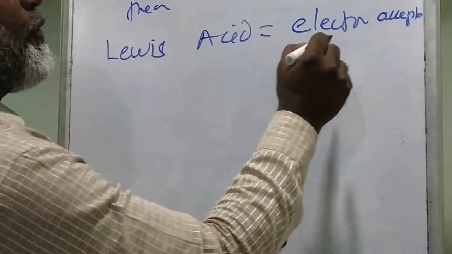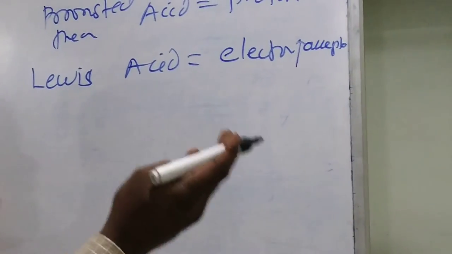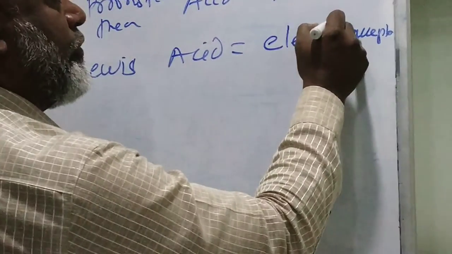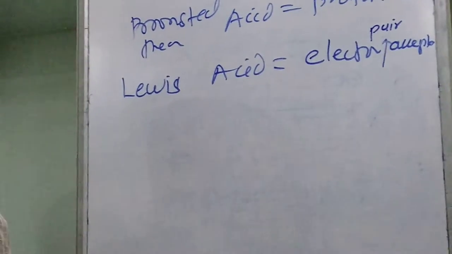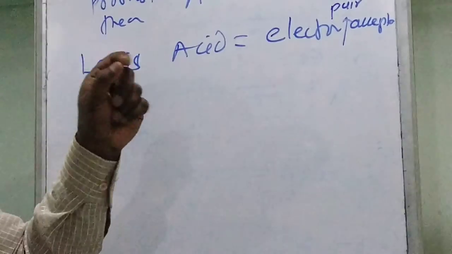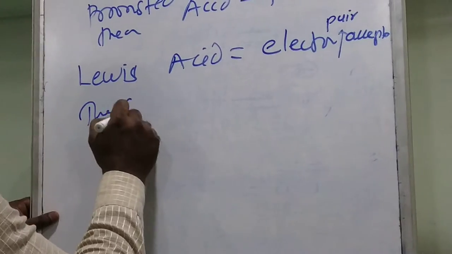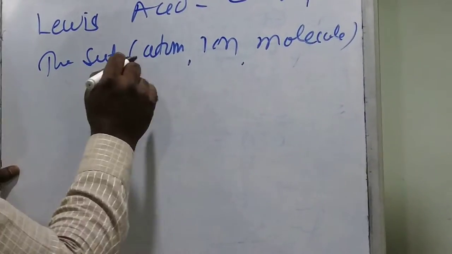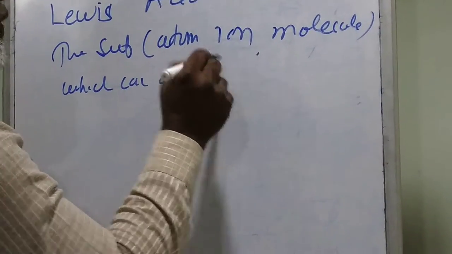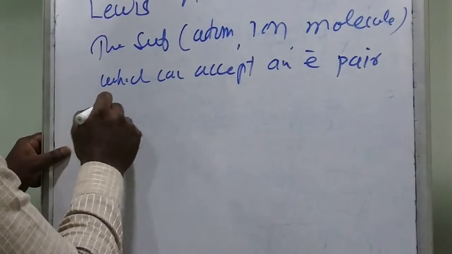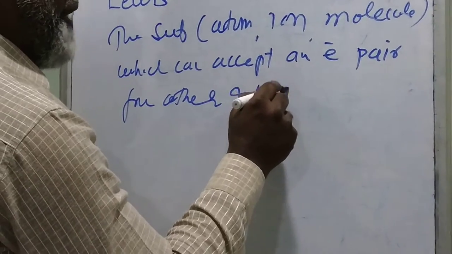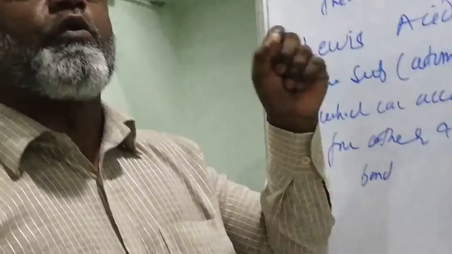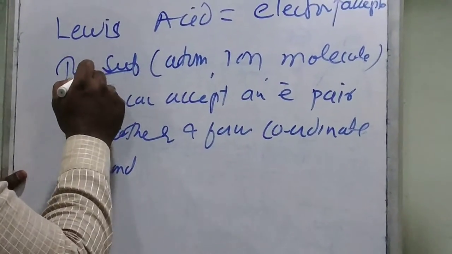So for Lewis acid, I will put one word between these two: electron acceptor. But how many electrons? 1 electron, 2 electrons, 3 electrons? Because when somebody says it is accepting electrons, then people will ask, how many electrons? So just to avoid this, I will put one word, that is electron pair. Now you will get the answer. So what is the Lewis acid? The substance which accepts an electron pair. The substance can be an atom, an ion, or a molecule, any. The substance which can accept an electron pair from another and form a coordinate bond. After accepting the electron, it forms a coordinate bond. Such substances are called Lewis acid.